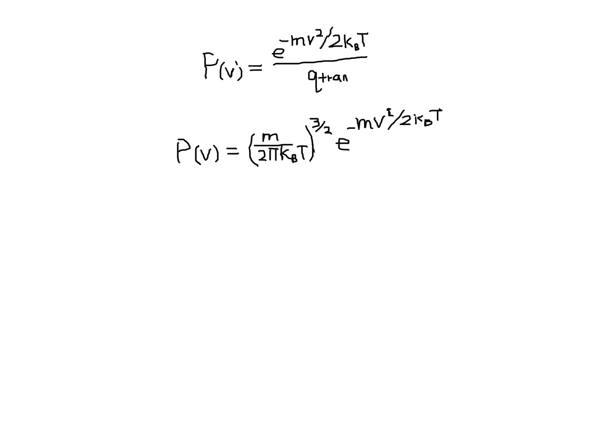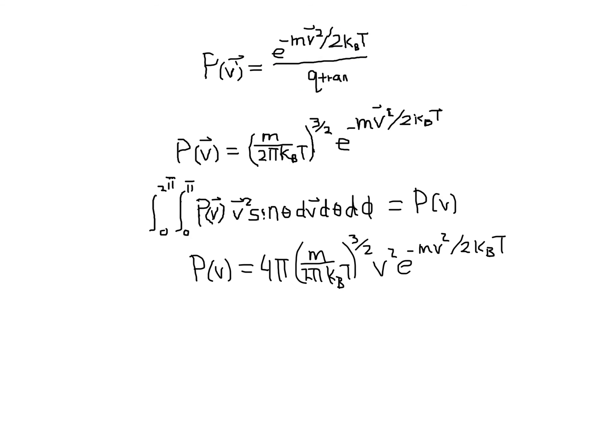Substituting in for that translational partition function, we arrive at the following velocity distribution. Since the velocity of a particle is the same in all directions, we can integrate over all angles to give us the speed distribution. Remembering that the volume element in spherical coordinates is v squared sine theta dv d theta d phi, and that the angle phi ranges from 0 to 2 pi, and the angle theta ranges from 0 to pi, we can substitute our velocity distribution into this integral, evaluate the integral, and obtain the following speed distribution, which you will recognize as the Maxwell-Boltzmann distribution from Chapter 1.